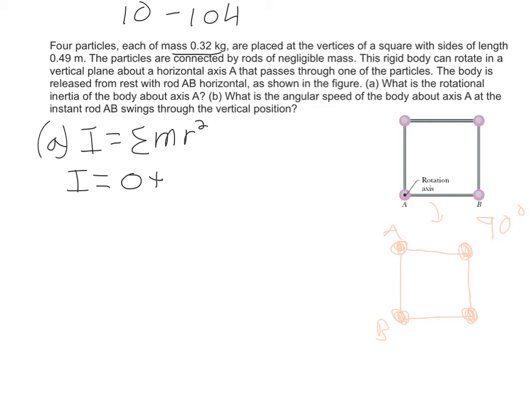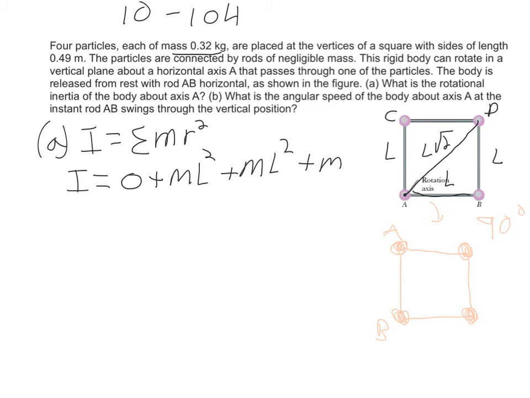Then B is a distance L away, the length of this rod, I'm going to call L, the length of each side. So it's going to be mL squared plus, and then if we go over here, call this one C and this one D, the third one would be C, which is also a distance L away, mL squared, plus m, and then the last one is this distance here away. Since it's L and L, we know then that this length here is just going to have the length of L times the square root of 2 because of the right triangle with equal sides.